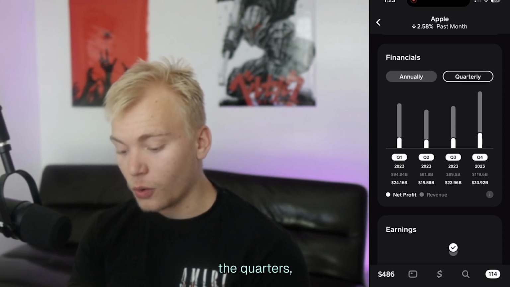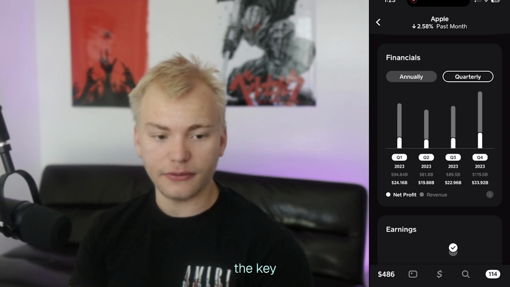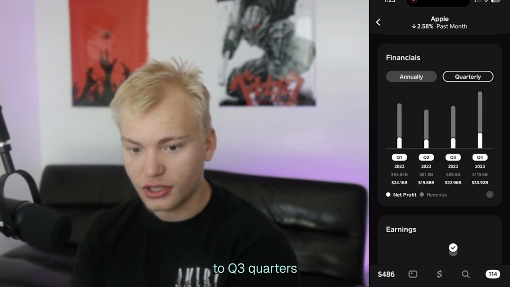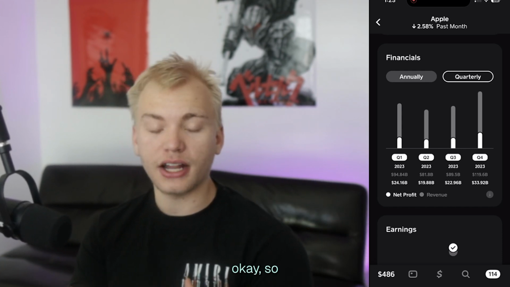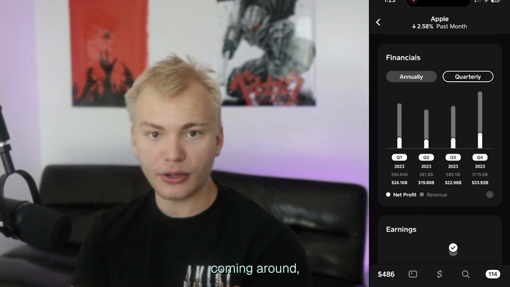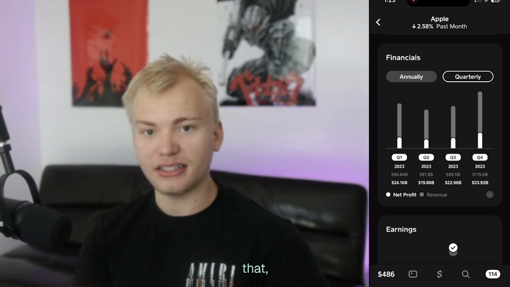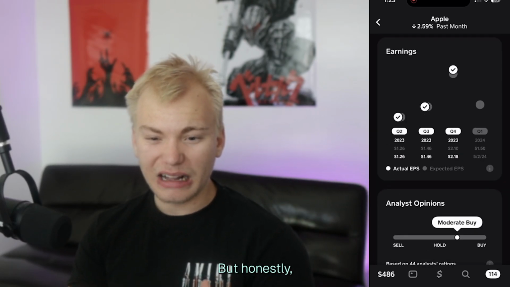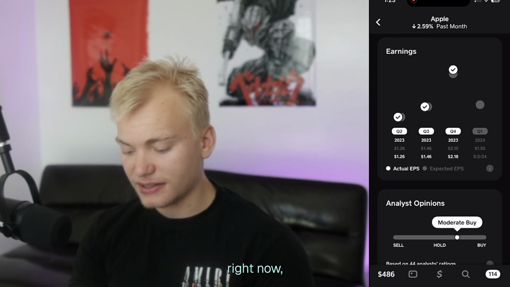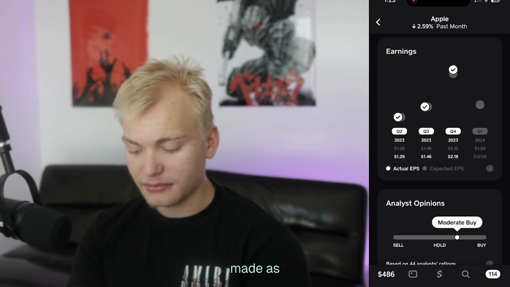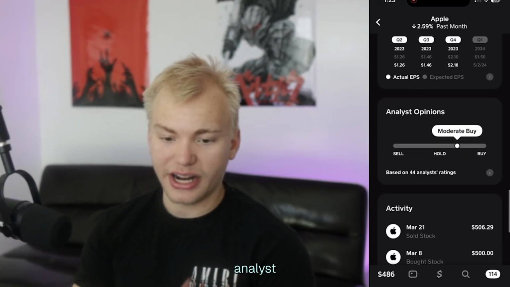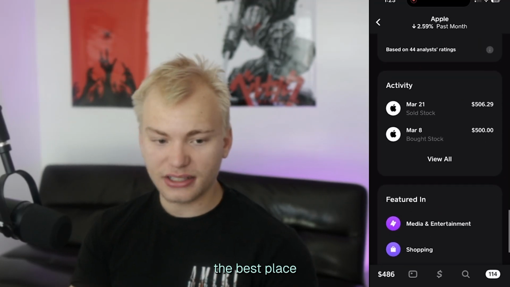If we check out the quarters, what I was betting on is that Q1 would come through, because as you can see, it's been a graph since the Q2 to Q3 quarters. I thought, with Q1 for 24 coming around, maybe they'll get a bigger valuation, and because of that the stock will just boom. That's what I expected, but honestly, with their current earnings, I don't think this is the best place to be, and even on a lot of analyst ratings, I don't think it's the best place to be right now.